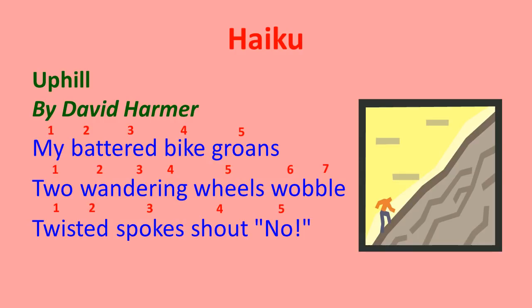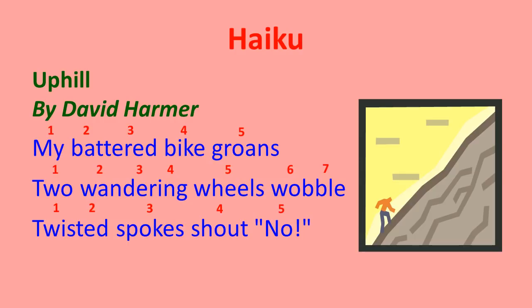Hey, in addition to syllables, I'm noticing another figurative language device. Do you see it? It's in lines 1 and 3. Did you say personification? If you did, then you are correct. In line 1, it reads, my battered bike groans. A bike cannot groan. A groan is a noise made by the mouth of a living thing.